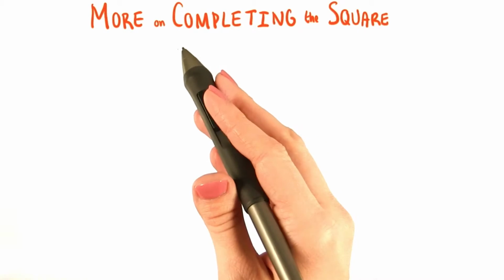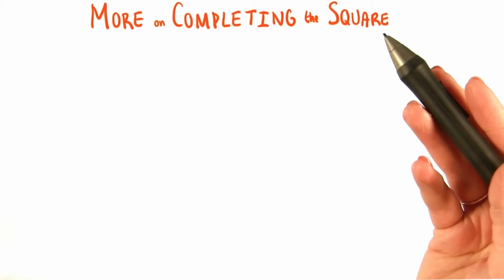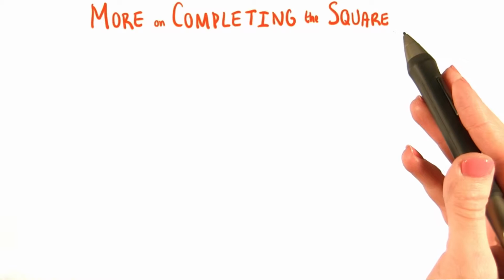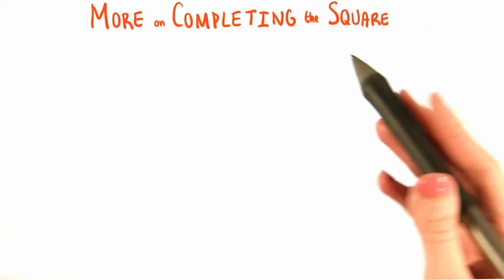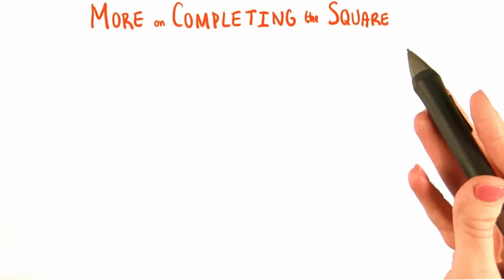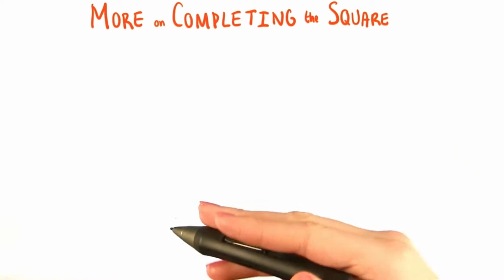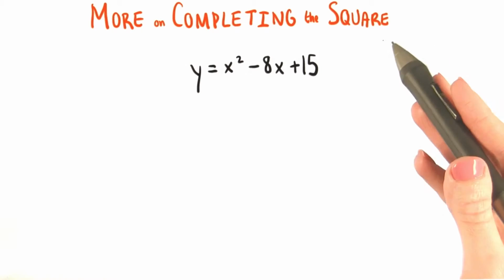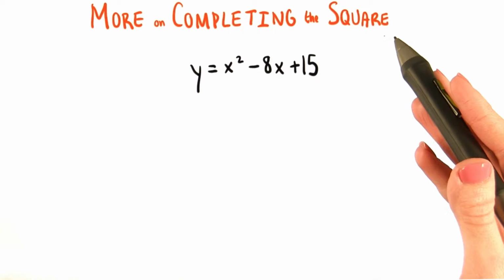Let's talk a little bit more about the technique of completing the square. Now, we've used this a lot to figure out how to get equations for parabolas in vertex form, but we can also use it to factor expressions and to solve other equations. It's a technique that can be used in a ton of different circumstances. First things first, let's see how we can use this to factor.